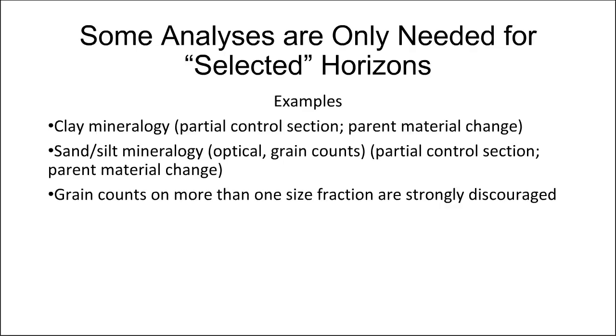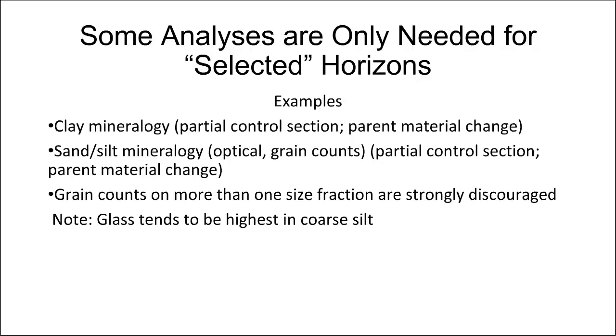Grain counts on more than one size fraction are strongly discouraged. Grain counts are very slow. It's the slowest analysis we have in the lab. We have fewer people who are qualified to do those than most of the chemistry analyses, or physical probably. So it uses a lot of that technician resource that we're already short on.